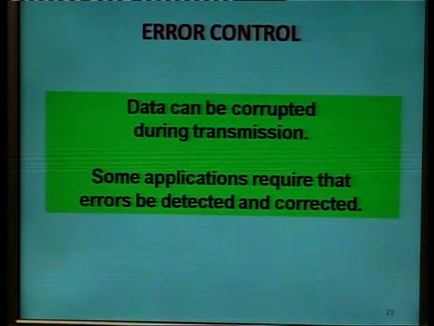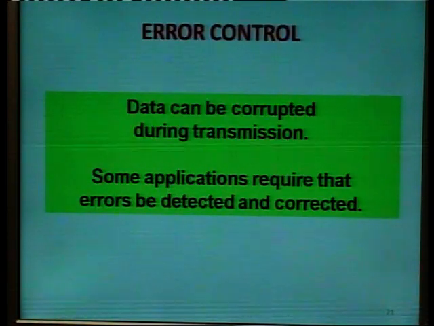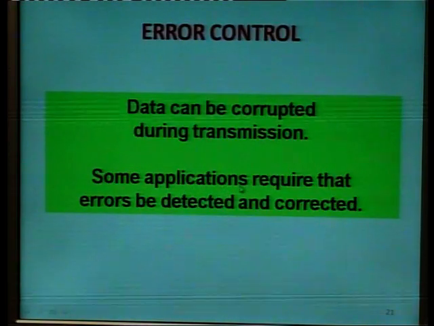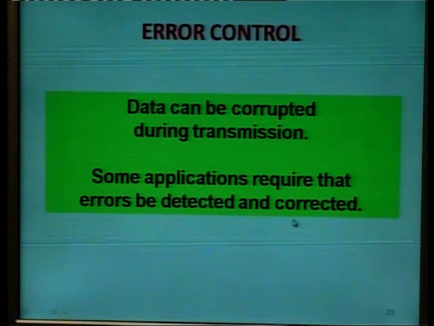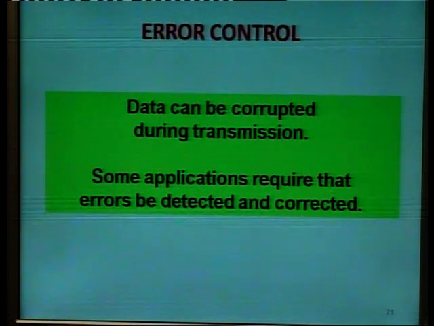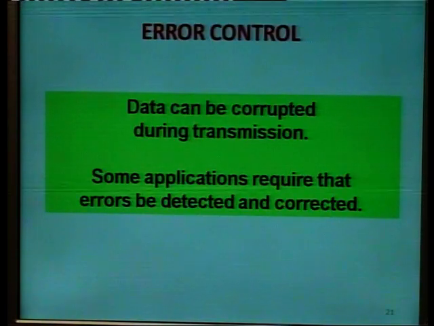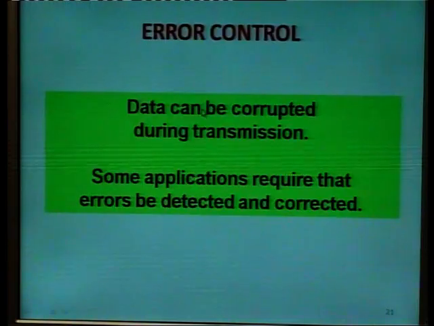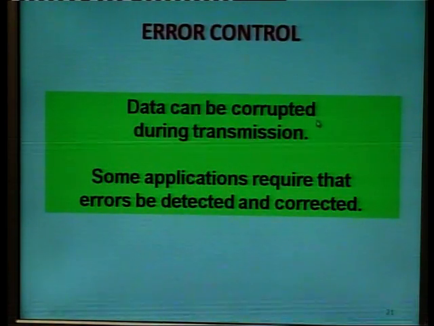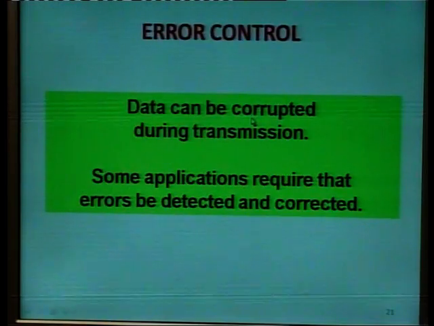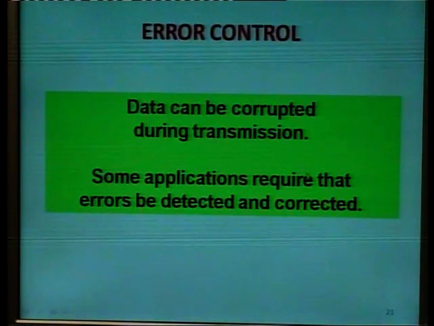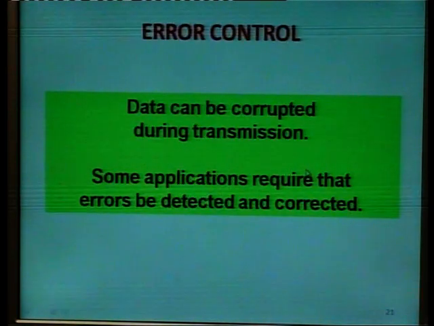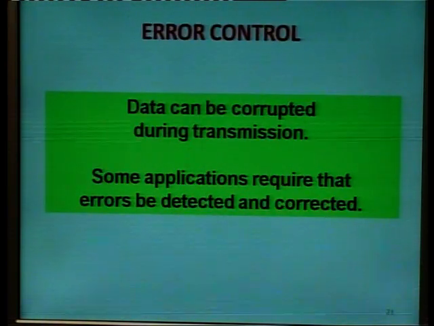Now next after framing is error control. Data can be corrupted during transmission. Some applications require that the errors be detected and corrected. In the case of computer networks, data should almost always be error free. Real-time video can be erroneous; if you are watching a live TV match, then some frames may be in error, and it is not required to repeat those frames. But in computer data networks, the data transmission should almost always be error free. If there is an error, then data has to be retransmitted or corrected.